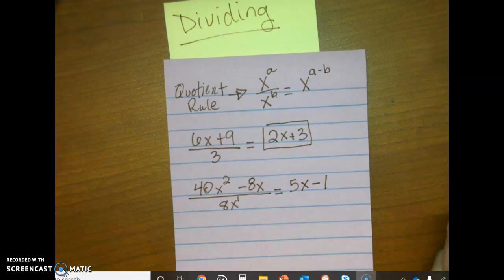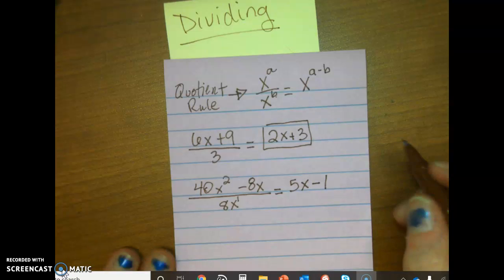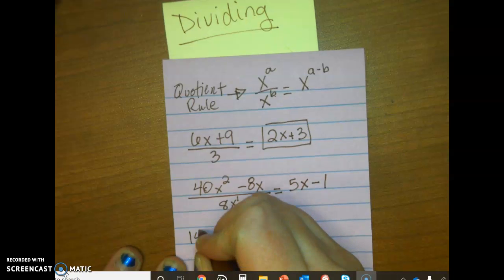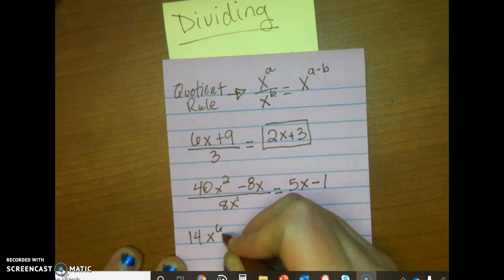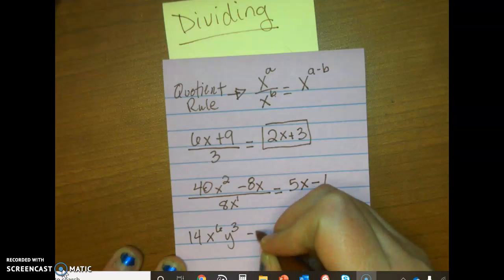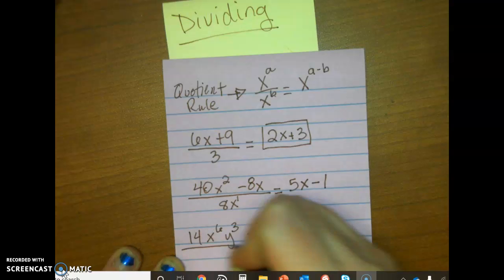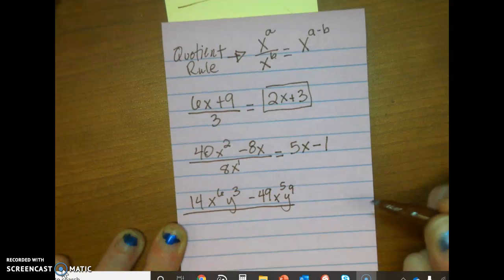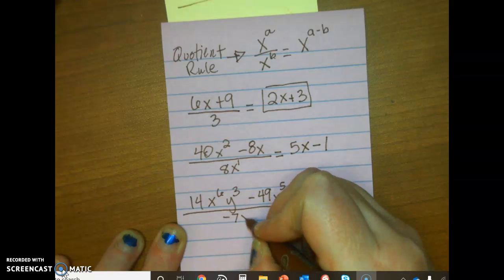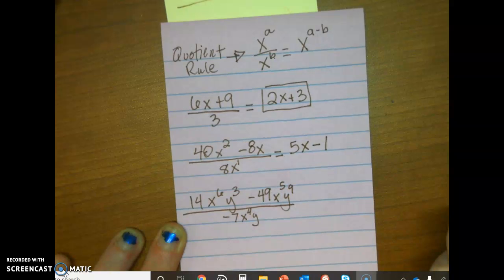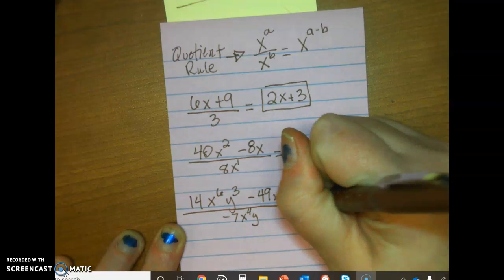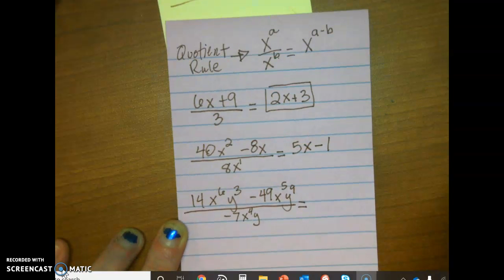So let's do one that's a teensy, weensy, itty bitty bit harder. Let's see. 14x to the 6th y cubed minus 49x to the 5th y to the 9th, all that divided by negative 7x to the 4th y. I know you're thinking, oh my goodness, what in the world? Trust me, this is easy. You just have to break it apart.